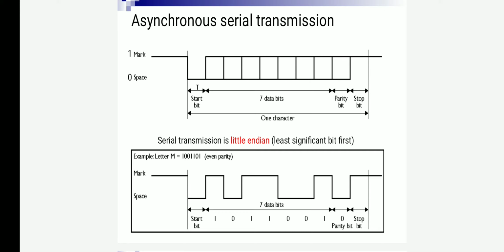If number of ones are odd, then we must add 1 as the parity bit to make it even. So here parity bit is used as 0, and there must be one stop bit at the end of the data bits. So this whole makes one character, which means the letter M. Start bit, 7 data bits, parity bit calculated as 0, and 1 stop bit.